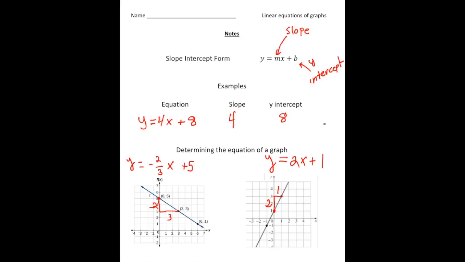All right. So to summarize, the b value tells you the y-intercept, and the m value tells you the value of the slope. And if you have a graph, you can tell what it is by looking for the y-intercept and then also determining the slope. So what I want you to do is try some of the problems on the next page, and then come back to the video to see how you did. All right. Good luck.